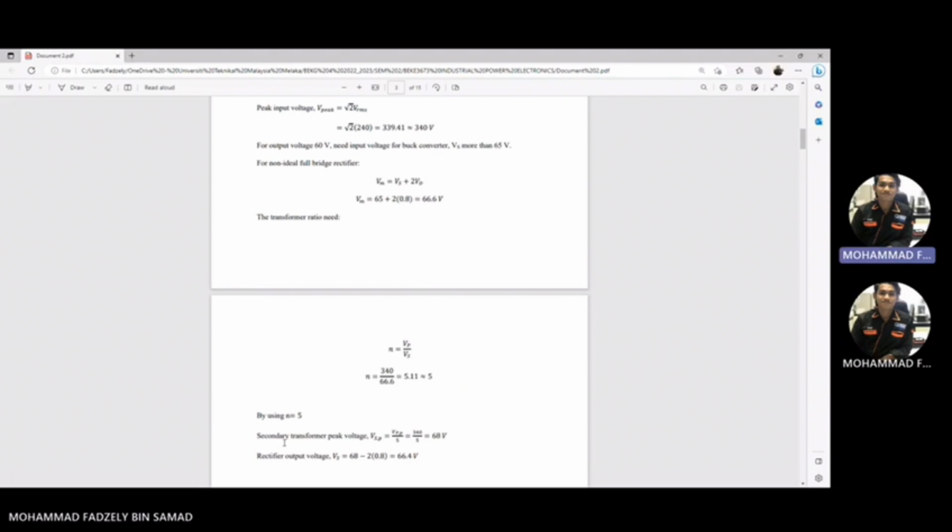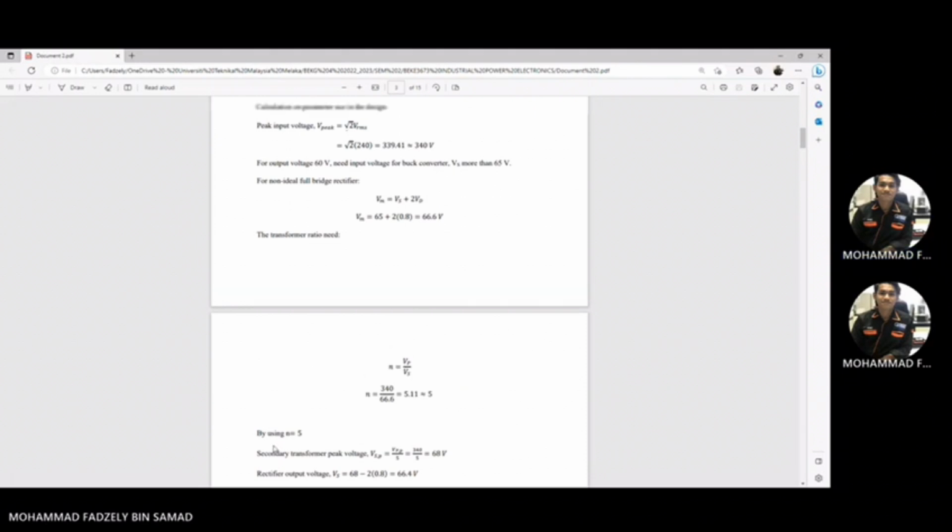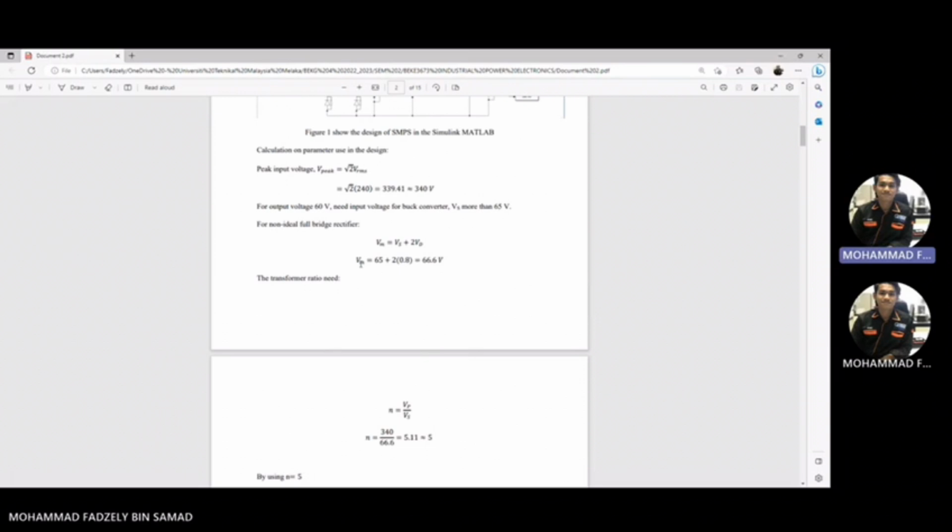First, peak input voltage. For peak input voltage, V peak equals square root of 2 multiplied by VRMS. We got approximately 340 volt. For a non-ideal full bridge rectifier, we use the calculation for V supply plus 2 times the V diode, which is 65 plus 2 multiplied by 0.8, and we got 66.6 volt.